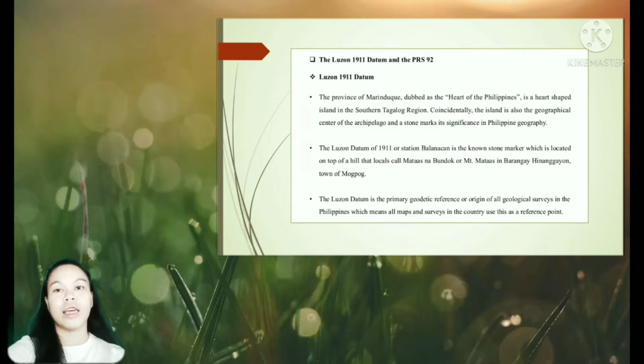If we want to locate or go to the Luzon Datum, we can simply ask the locals in Marinduque, for it serves as a tourist spot nowadays. The Luzon Datum is the primary geodetic reference or origin of all geodetic surveys in the Philippines, which means all maps and surveys in the country use this as a reference point.